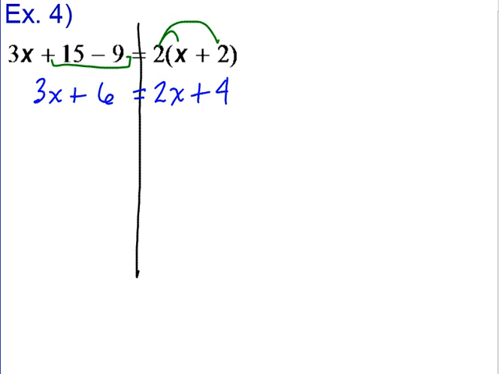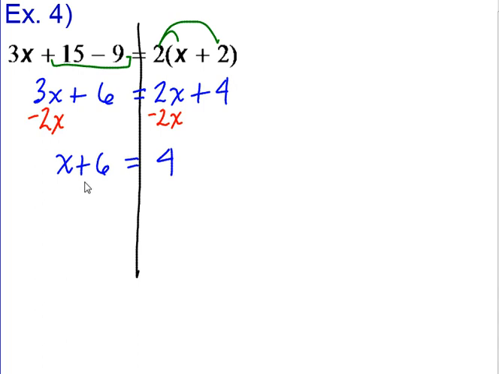So now we're back to a standard equation, and on the left side we have 3x, on the right side we have 2x. We need to keep the most positive variables in order to help us have a positive coefficient. So we'll keep the 3x and we'll get rid of the 2x. So let's subtract 2x from both sides. 3x minus 2x is just x. Canceling these out will leave us just with 4.